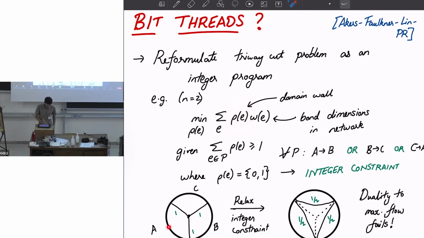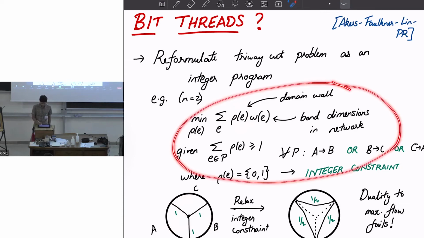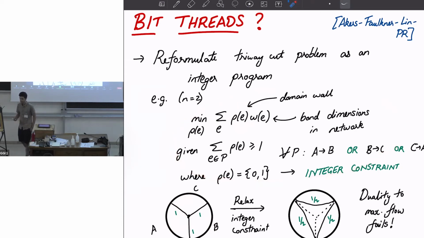Which essentially says that when you go from A to C or B to A, or whichever way you want, and you cross a domain wall, it's an integer. There's an integer number of domain walls that you cross. You can't cross a half-integer domain wall. Once you formulate it this way, it becomes clear that it's difficult to find any bit threads picture. The reason is, typically with something like min cut, you can dualize and find something like max flow. There's a natural connection between them, but that's only after you relax this integer constraint.